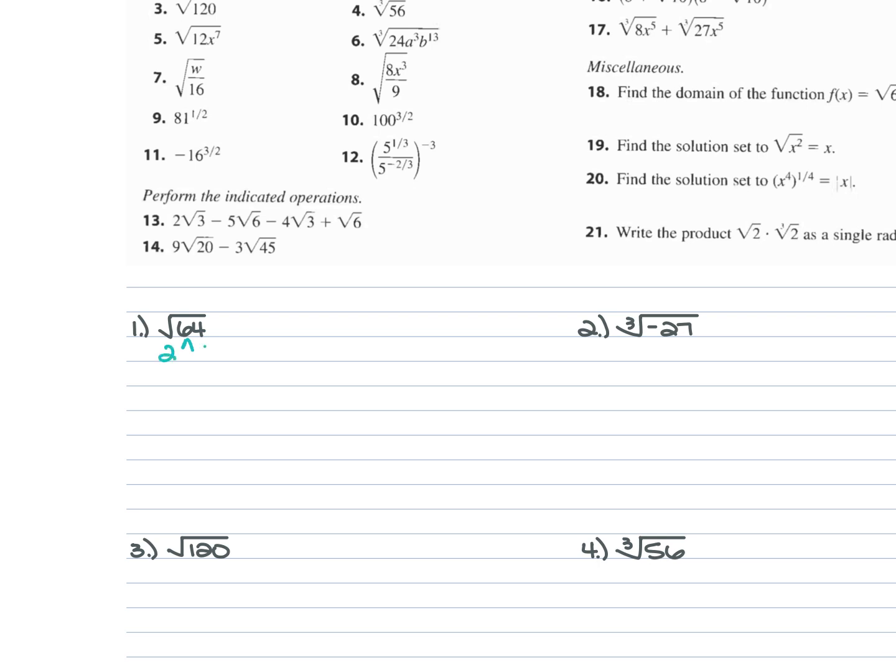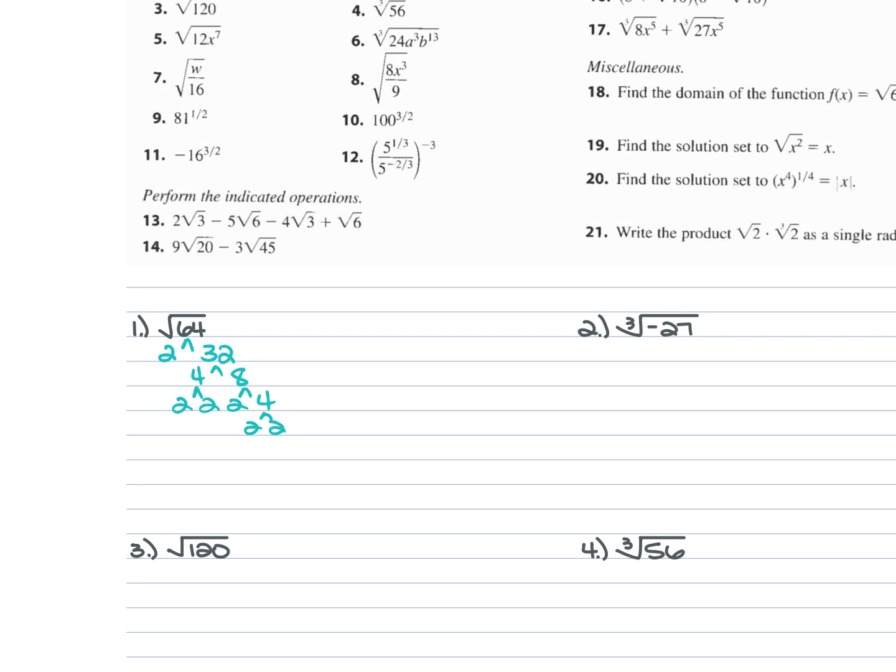The 2 goes into 6 3 times. 2 goes into 4 2 times. The 32 is 4 and 8. 4 is 2 and 2. 8 is 2 and 4. 4 is 2 and 2.